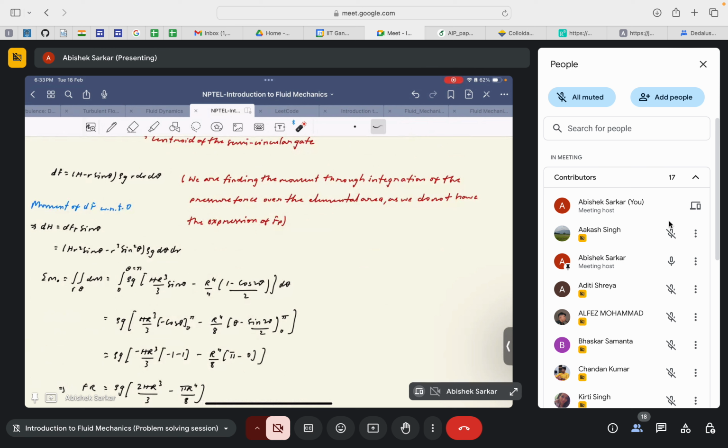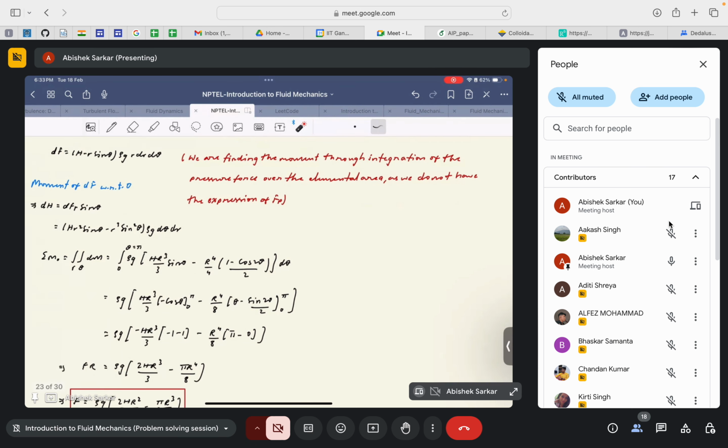Then once you do the integration with respect to r, it's very simple. h is constant, so r square will become r cubed by 3. Then sin theta will remain constant. This will become r to the power 4 by 4, then r to the 4 by 4 sin square theta. All these terms remain constant. So it's something we have already done here. Then we just replace sin square theta by 1 minus cos 2 theta by 2, so that we can carry forward the integration with respect to theta.